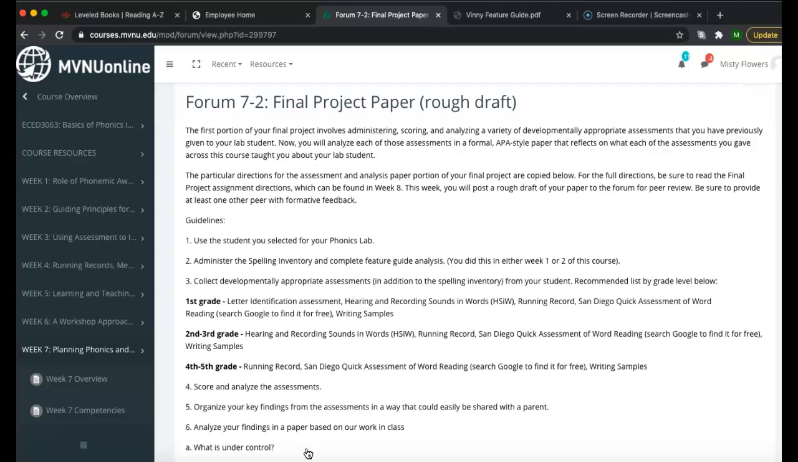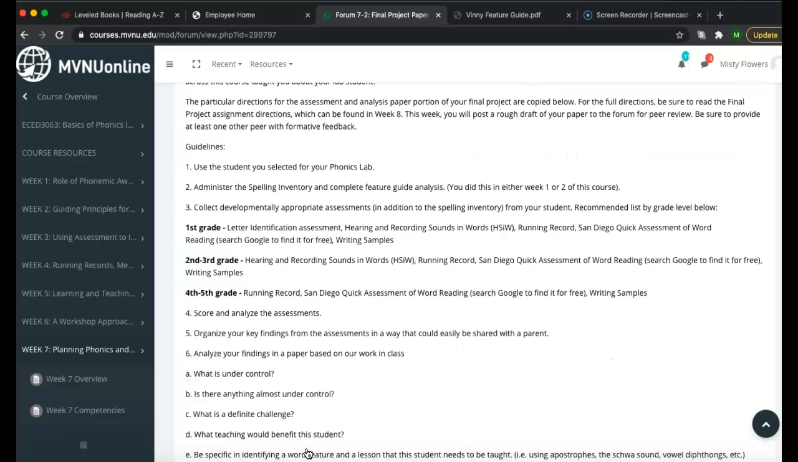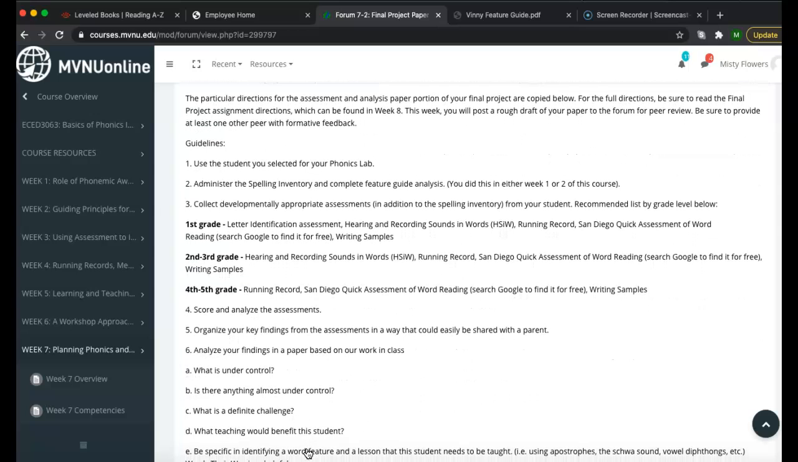The particular directions for the assessment and analysis portion of your final project are copied below. For the full directions, be sure to read the final project, which can be found in week 8. This week, you're just posting a rough draft of your paper to the forum for peer review. Be sure to provide at least one other peer formative feedback on their rough draft.